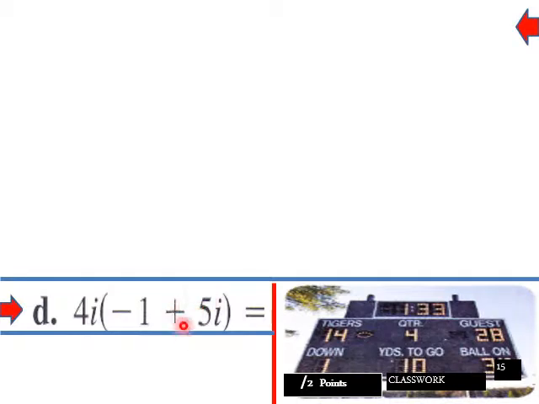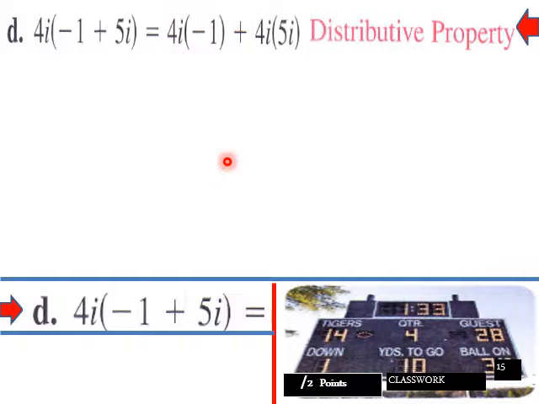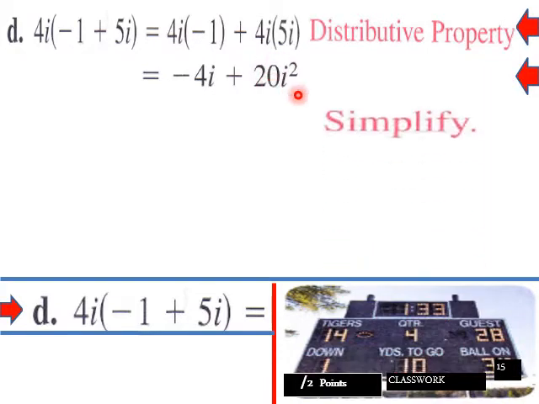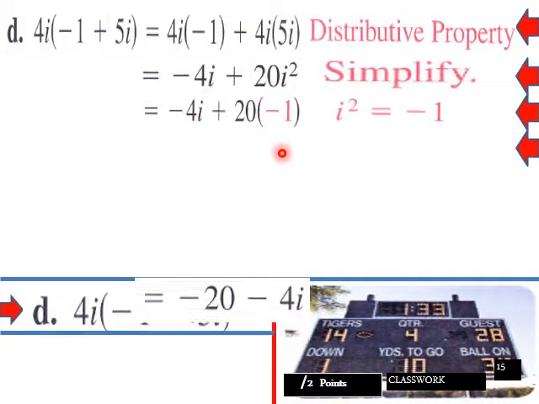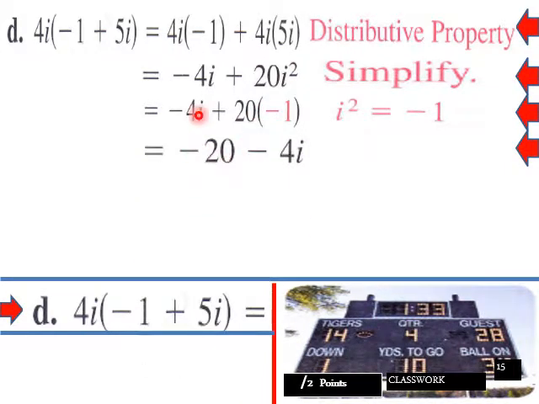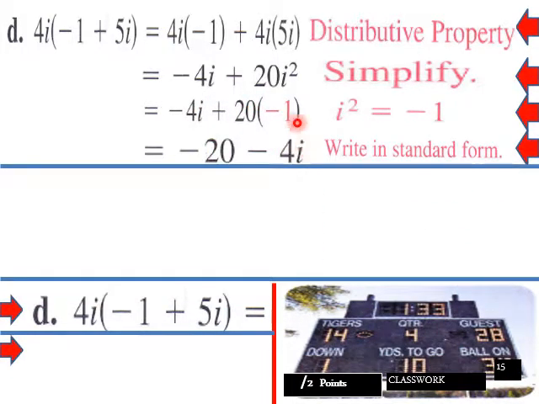And then d here, 4i times quantity negative 1 plus 5i. So we're going to use the distributive property here. Then negative 4i plus 20i squared. This i squared is going to become negative 1. And then you combine like terms out here. 20 times negative 1 is negative 20, and then minus 4i. And then that's written in standard form. Then we have e here.